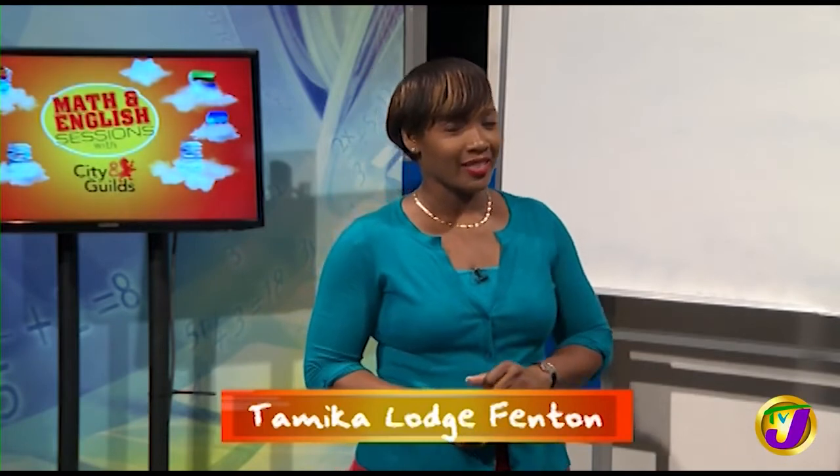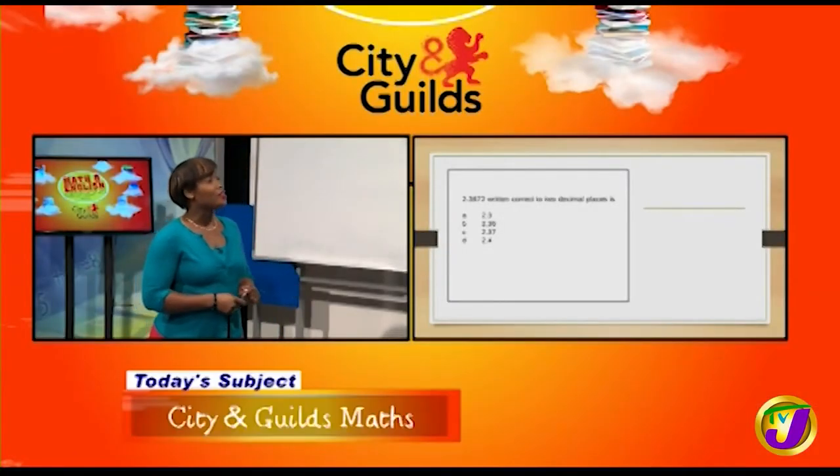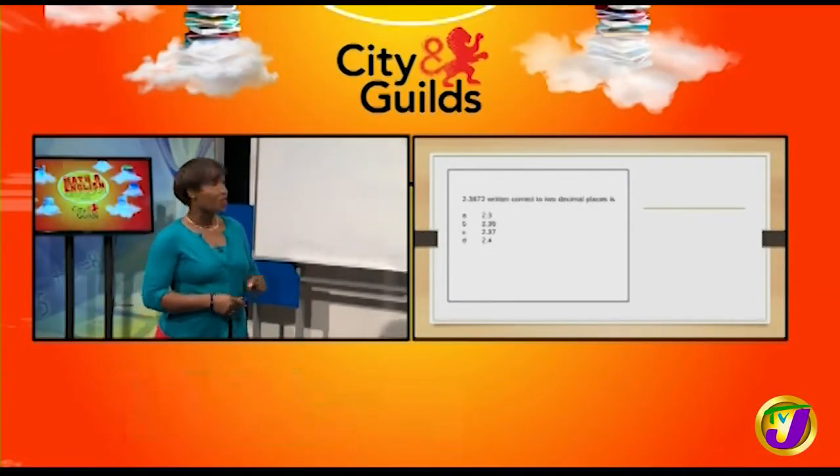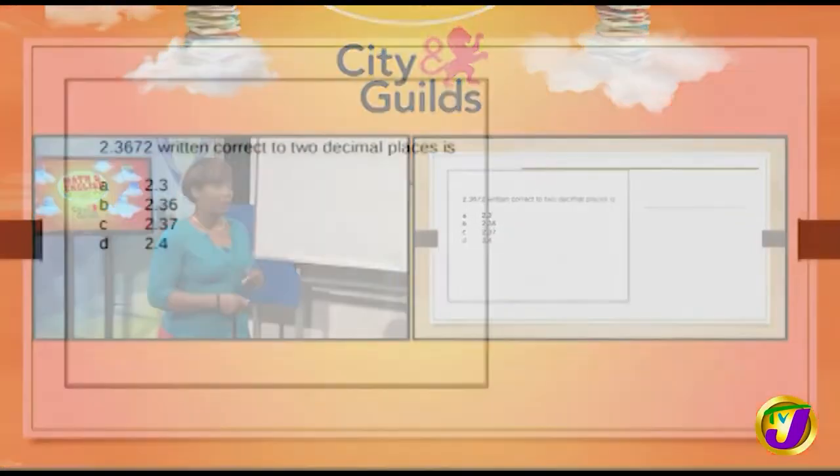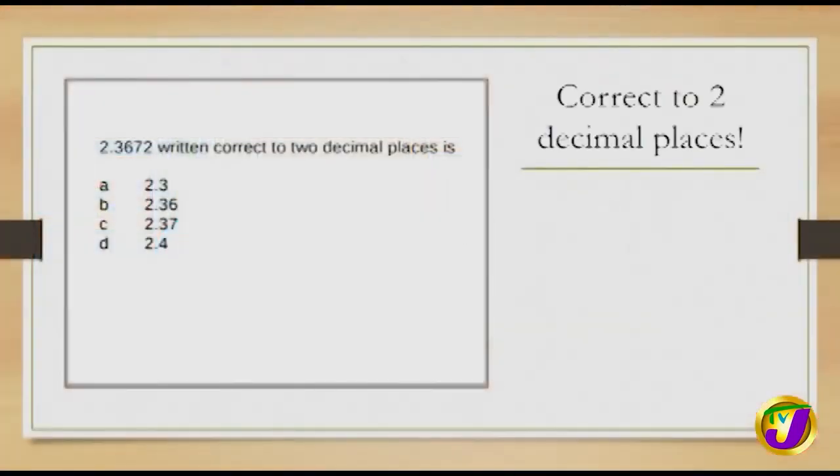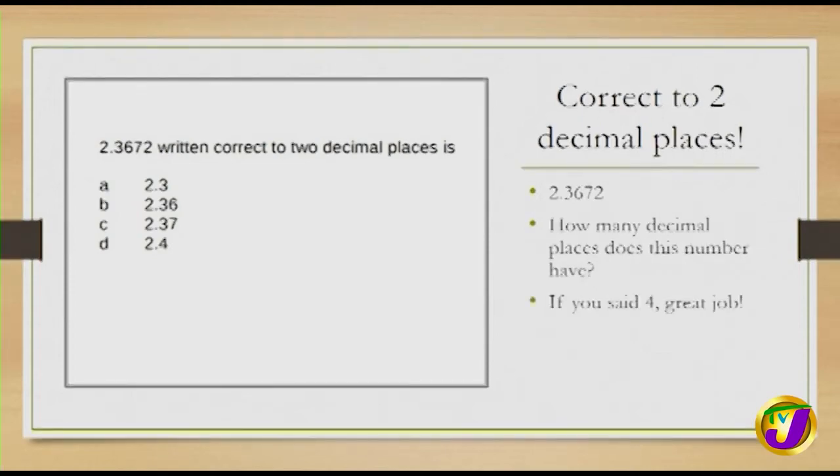Let us look at the next question. 2.3672 written to 2 decimal places. What is that number? What does it look like? So what's the first thing? We want to examine the number. 2.3672. How many decimal places are you seeing in this number? If you said 4, great job.